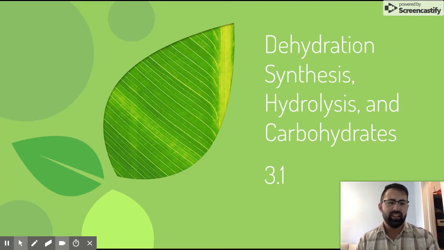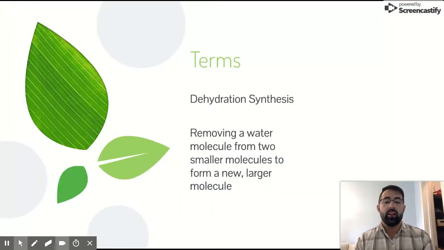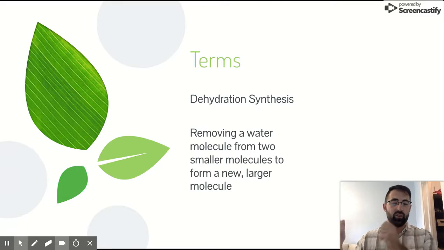Don't let the words scare you. They're not that bad. We're going to break them down and talk about what they mean. So first off, dehydration synthesis. Literally dehydration, or dehydrated, you don't have water. Synthesis, we're building things together. So in dehydration synthesis, we're taking out a water molecule in order to build something bigger. That's all that big word means. Remove a water to make something bigger.